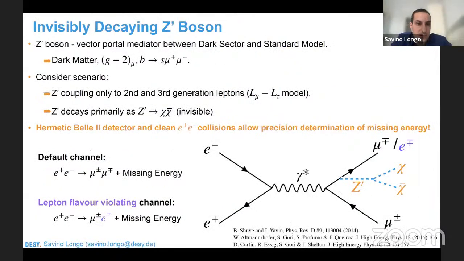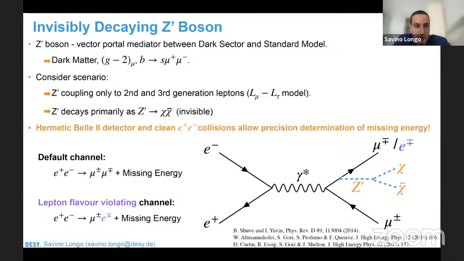So the first analysis I'll talk about is a search for an invisibly decaying Z prime boson. In this case, the Z prime would be a vector portal mediator between the dark sector and the Standard Model, and the Z prime can decay to dark matter particles, so these models would have a dark matter candidate. It can also impact muon g-2 and the flavor anomalies that have been observed. On the bottom of the slide, there are some theory references which go into more detail on this.